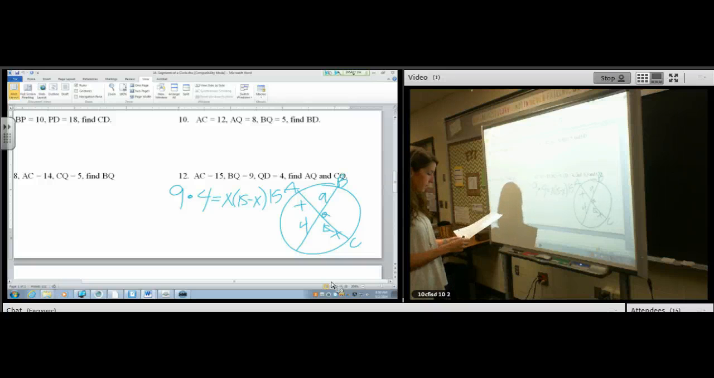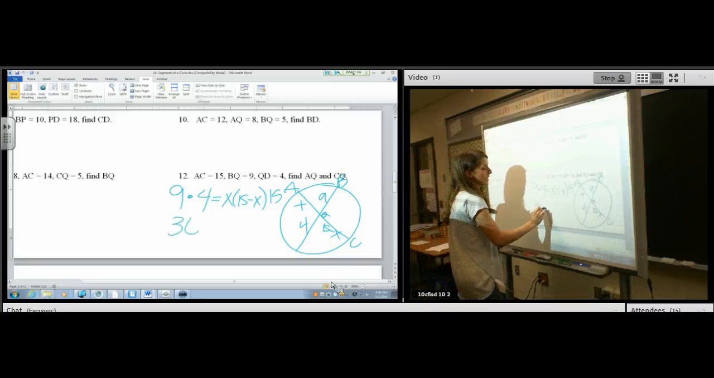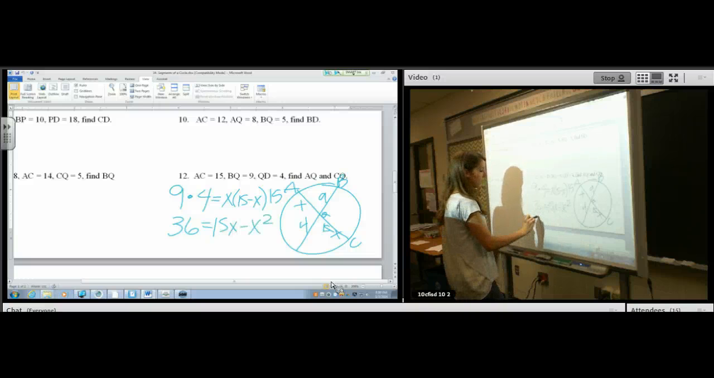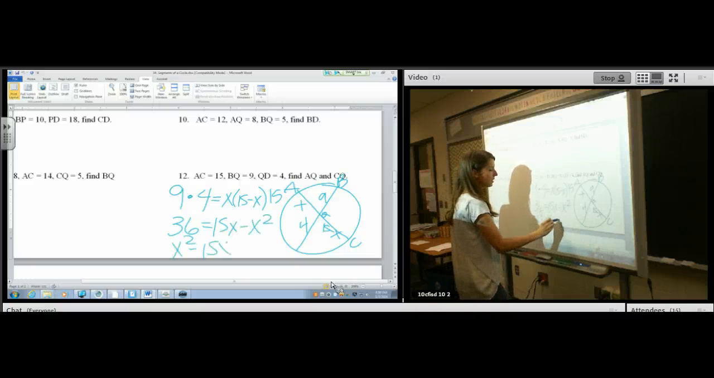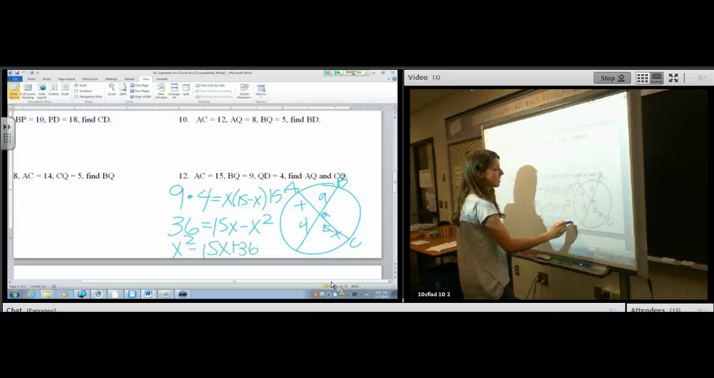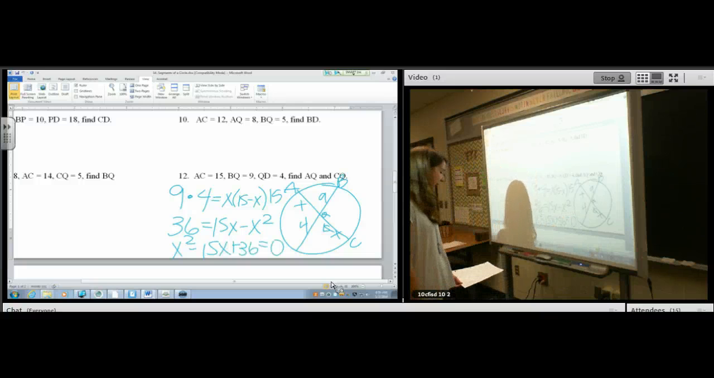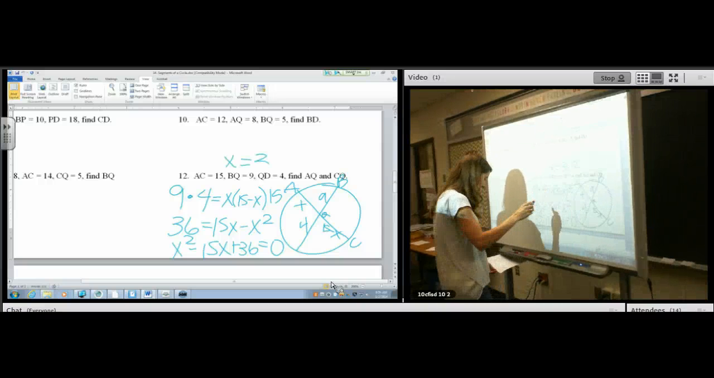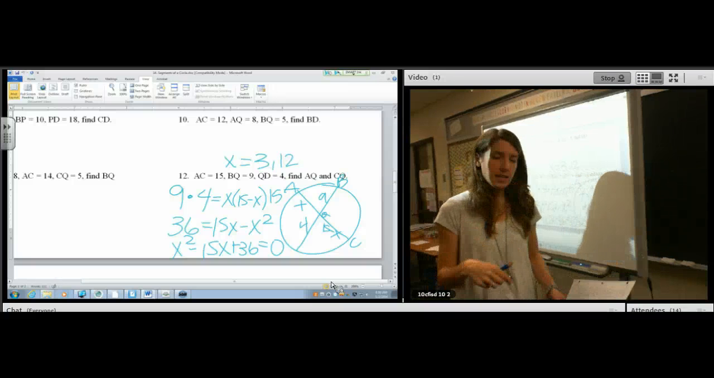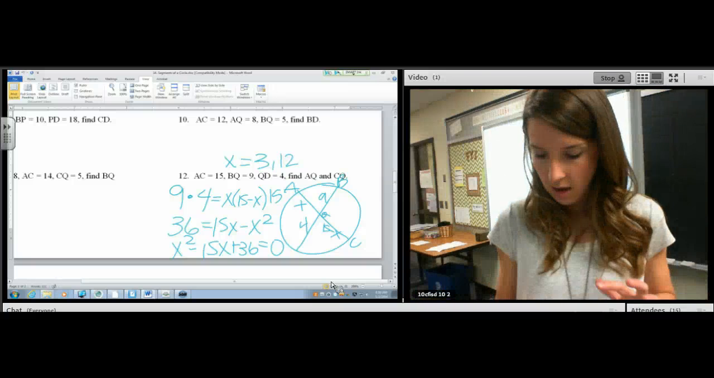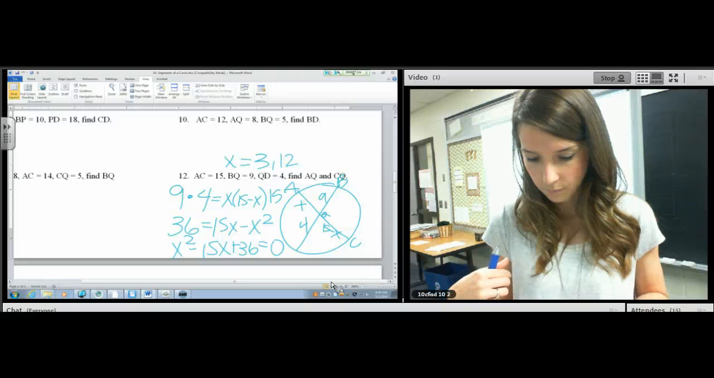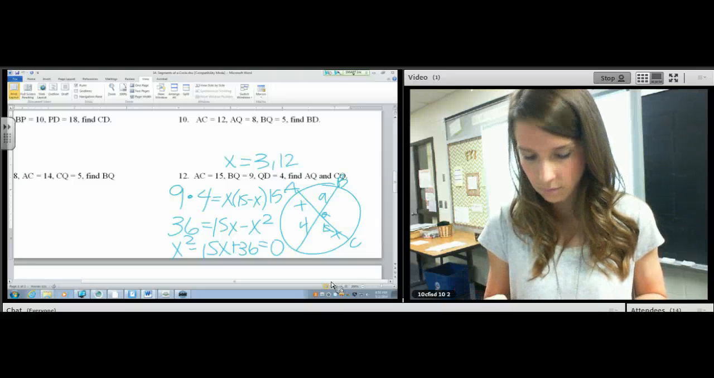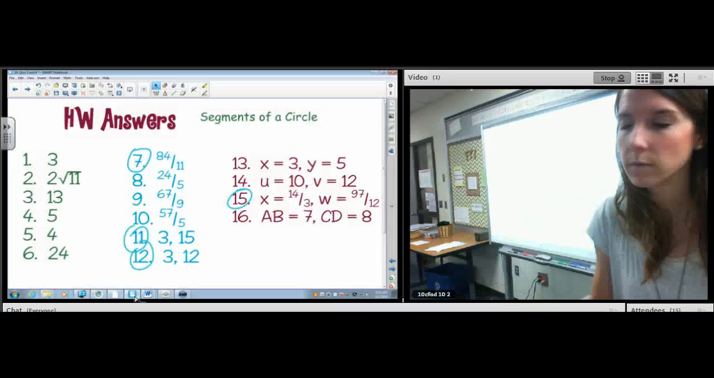Good. 36 equals 15x minus x squared. X squared minus 15x plus 36 equals 0. You factor it and you get almost the same thing as last time. You get 3 and 12. And then you just need to plug it back in to find AQ and CQ. Are we okay with that?